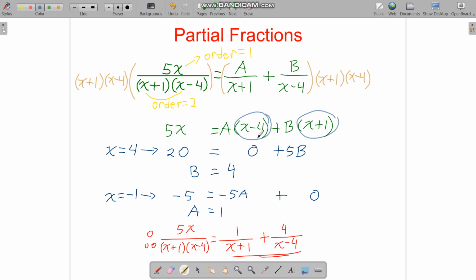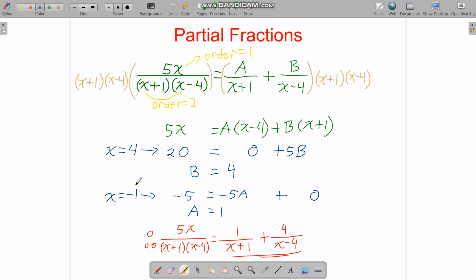The x minus 4, we have to use 4 because when we plug in 4, we cancel out, this is just 0, and we have only 4 plus 1, which is 5b. So we have 5b equals 5 times 4, which is 20, and so we can find b.